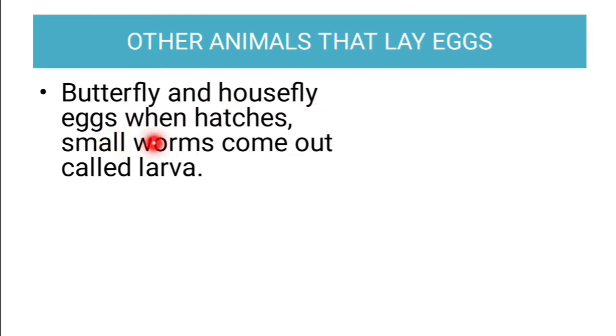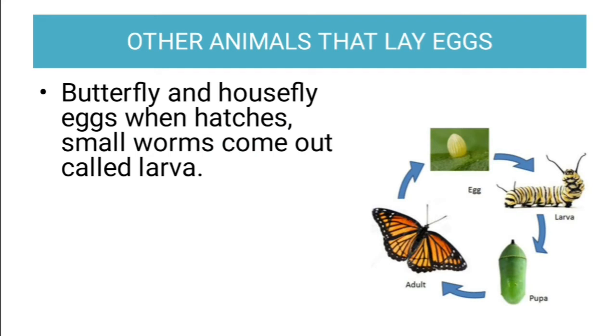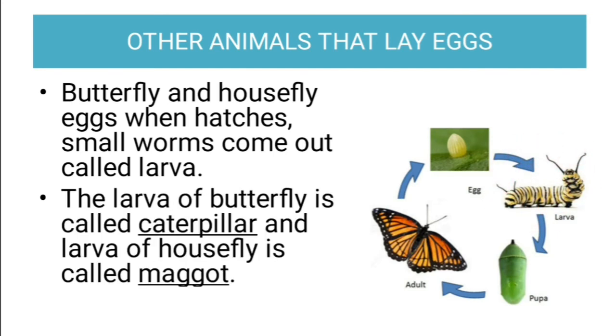Butterfly and housefly eggs, when they hatch, small worms come out called larva. So, this is a larva. Okay, so butterfly and housefly eggs when they hatch, small worms come out, they are called larva, like the one which is shown over here. This is a larva of a butterfly. The larva of butterfly is called caterpillar. So this is called a caterpillar, and the larva of housefly is called a maggot.